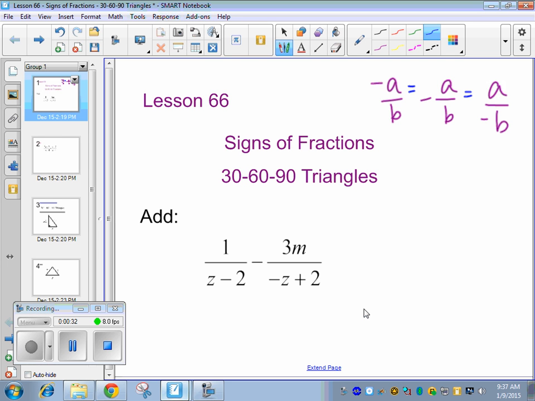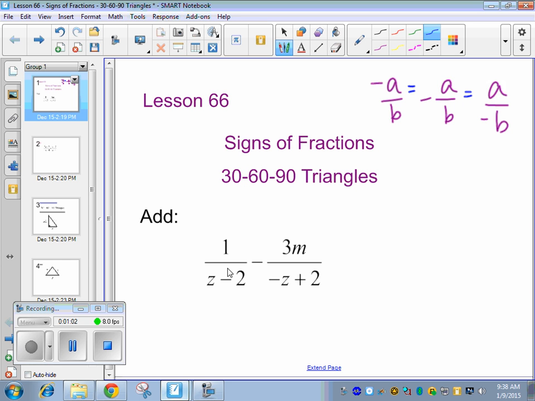So write that down. We're going to add 1 over z minus 2 minus 3m over negative z plus 2. Okay, so to add fractions, what do we have to have? Yeah, common denominator. Are those the same right now? They are not the same because I have a positive z here and a negative z here. I have a negative 2 here and a positive 2 here.